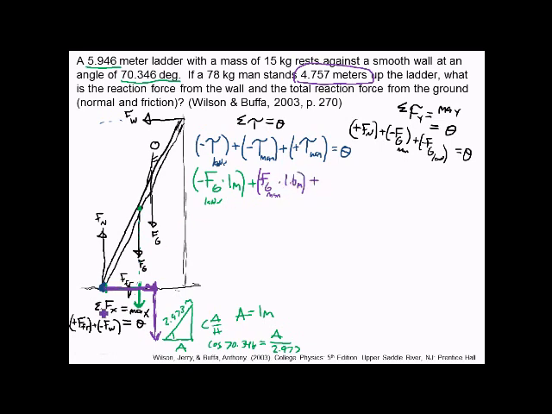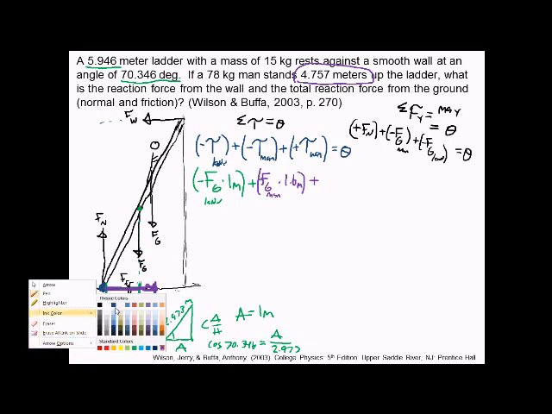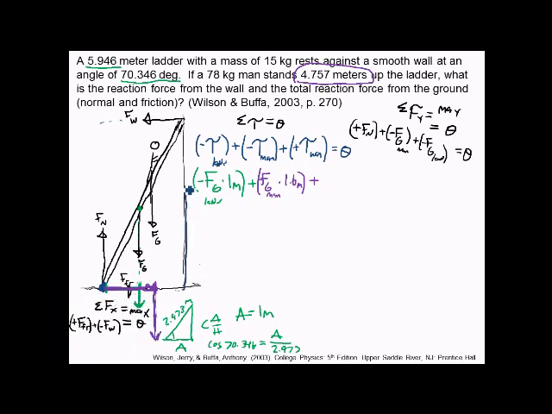And then the wall, the last one we need is this length. As we looked at in the last video, this is the length that we'll use here. This being a right angle, we know the angle theta here, and we know the hypotenuse is 5.946. So we can use sine theta for that. Sine equals opposite over the hypotenuse. So sine of 70.346 times the length of the ladder will give us the force of the wall times the height, which is 5.6 meters.